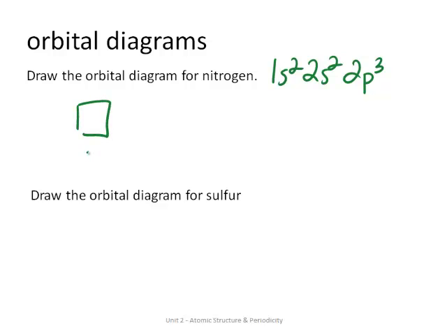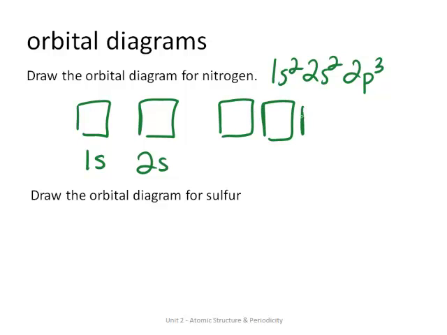Of course, we draw one box for the 1s orbital, a box for the 2s orbital, and then three boxes for the three 2p orbitals. Okay, so now we're just going to place electrons in the orbitals. We know that the 1s orbital has two electrons in it, and they have to be paired. One is spin up, one is spin down, m sub s positive 1/2, m sub s negative 1/2. Same thing goes for the 2s orbital. Now we can see that the 2p orbitals have three electrons.